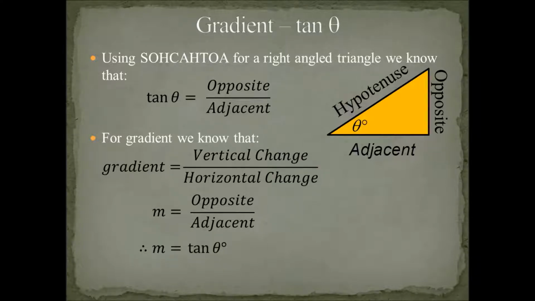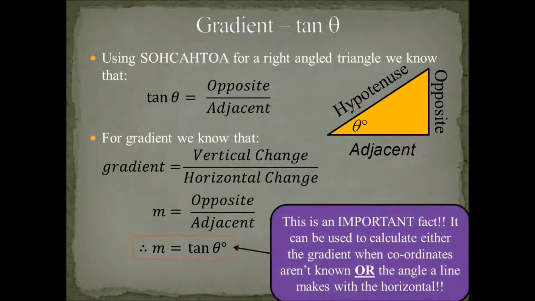So if we take the angle made in the positive direction of the x-axis, sub that in, do the tan of that, that will give you the gradient of the straight line that you're trying to find. Again, this is an important fact. You're not given it. You need to walk into your exam remembering this, and it allows you to calculate either the gradient when the coordinates aren't known but the angle is, or the angle a line makes with the horizontal, which can be relevant, once again, to questions that involve more.